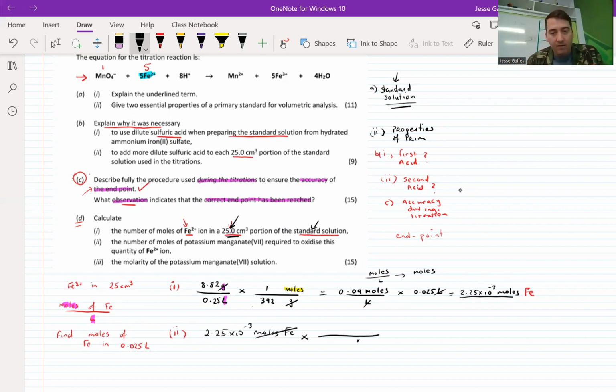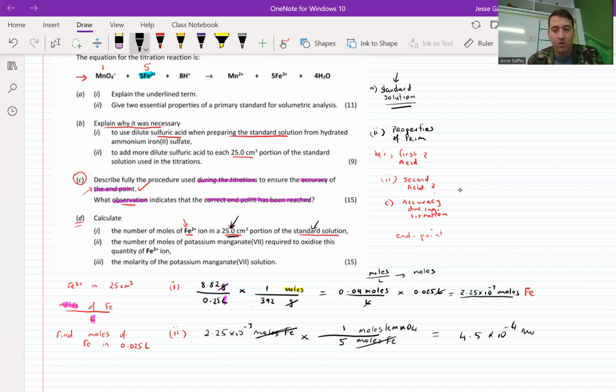Okay, so we've got moles of Fe on the bottom, and we've got moles of KMnO4 up top. Moles of Fe can cancel with those ones. And then we're going to our equation for the ratio. It's 5 moles of Fe for every 1 mole of KMnO4. 2.25 times by 10 to the minus 3. And then we're timesing this by 1 over 5. And the answer I'm getting here is 4.5 times 10 to the minus 4.